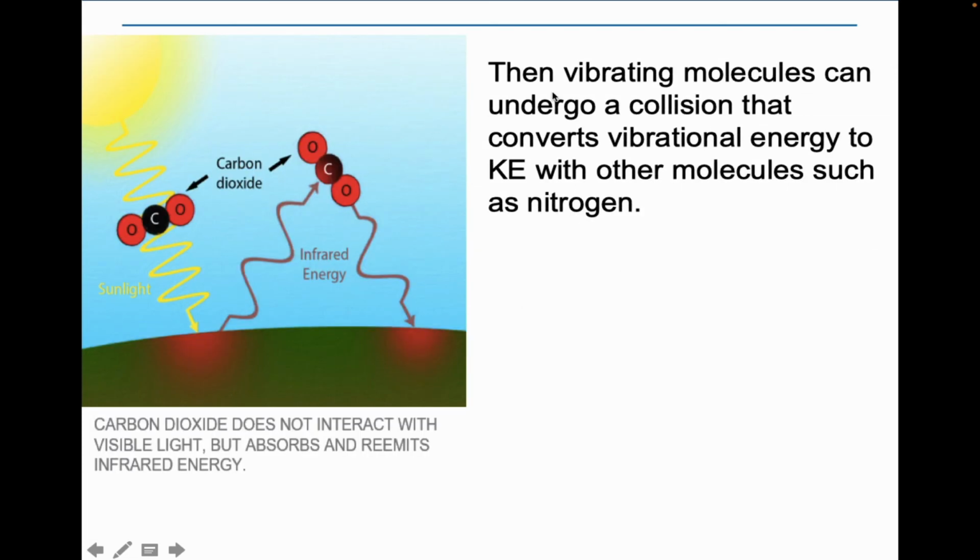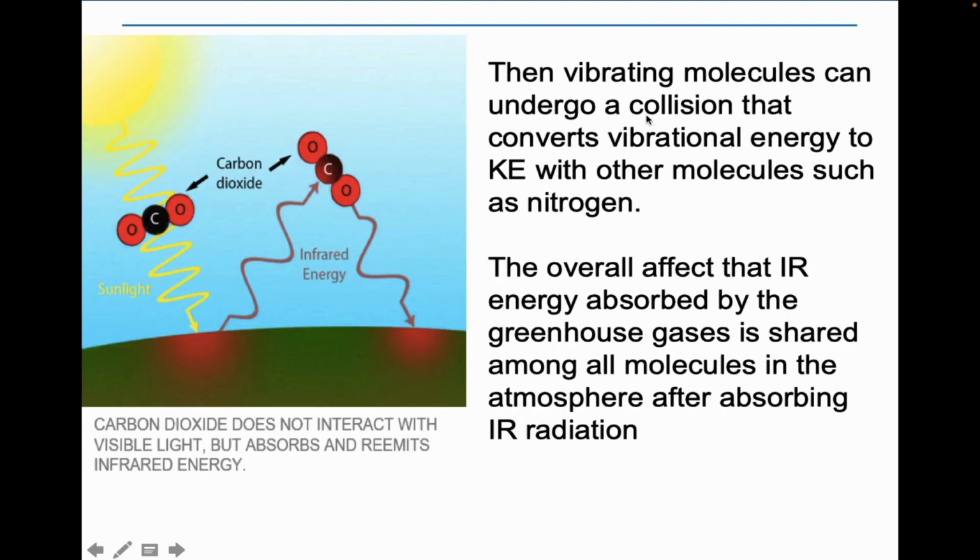Okay, so this one. We have CO2 with a lot of infrared energy. The vibrating molecules undergo a collision with the oxygen and nitrogen and transfer some of that energy. The infrared is absorbed, and it shares that greenhouse effect with the other oxygen and nitrogen, which is the majority of the atmosphere.